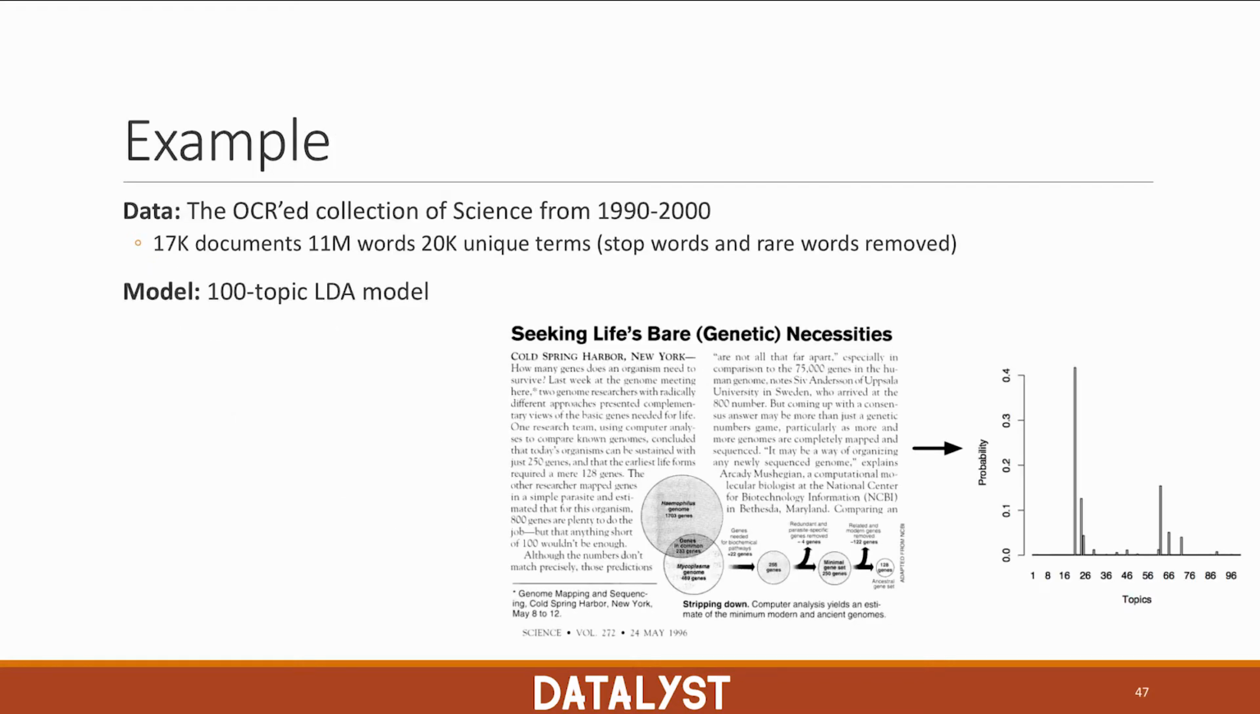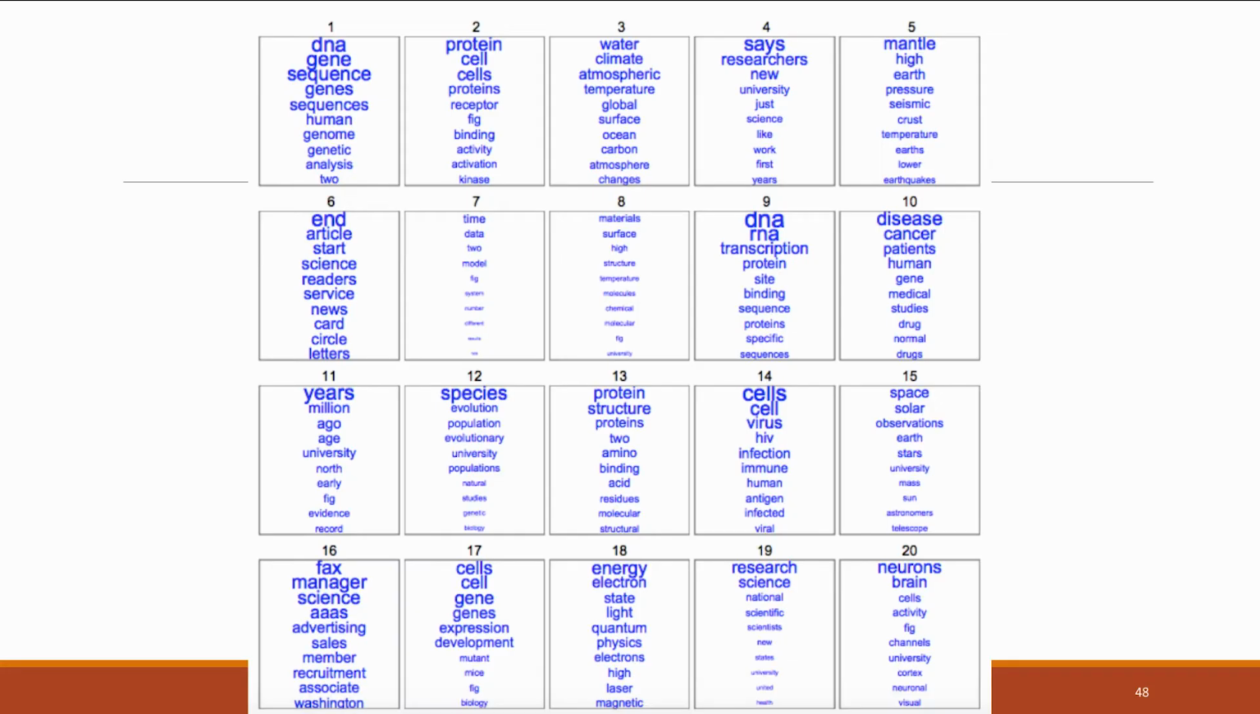Here's an example. This is a collection of articles from Science magazine over 10 years. We have 17,000 documents, 11 million words, 20,000 unique terms, and we create a 100-topic LDA model. You can see here the most frequent words for each topic. Topic 1 talks about DNA, gene, and sequence, topic 2 talks about protein, cell, and receptors, and topic 3 is talking about water, the climate, etc. LDA was very successful in finding the different kinds of topics. You can see, for example, topic 20 talking about neurons, the brain, and topic 7 talking about data.